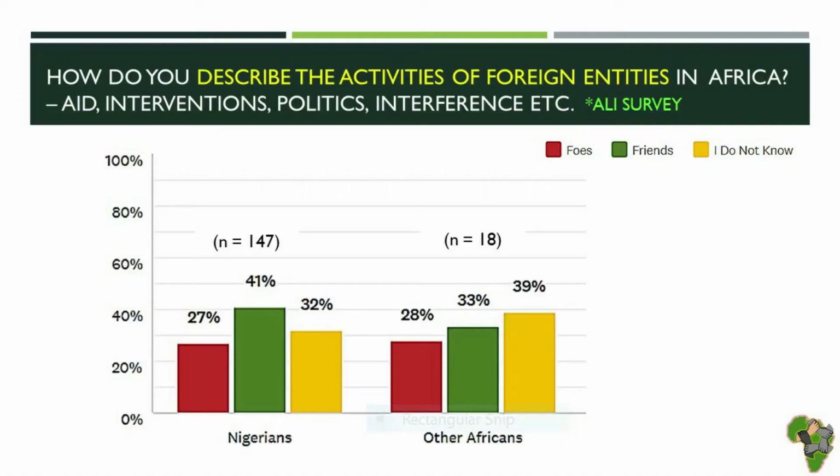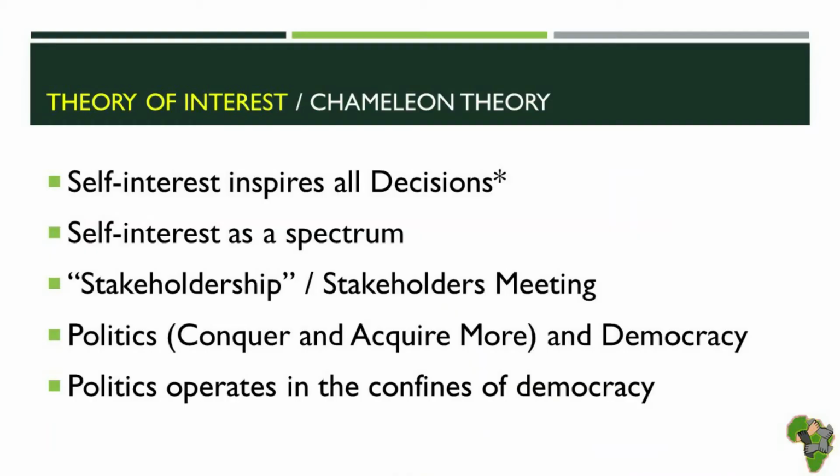Just to mention, I separated the views from Nigerians and other Africans just to see how similar the patterns of the responses were. And this is what you have here. So 27% of Nigerians say they are our foes by those activities, 41% says they are friends, while 32% are still on the fence. And when you look at the other Africans, by their own opinions, it's also a similar pattern. Most of them saying they are friends, as against 28% of them saying that they are foes. Okay? And we still have about 37% of them not too sure what could be the implications and consequences of those activities. Let's look at the concepts.